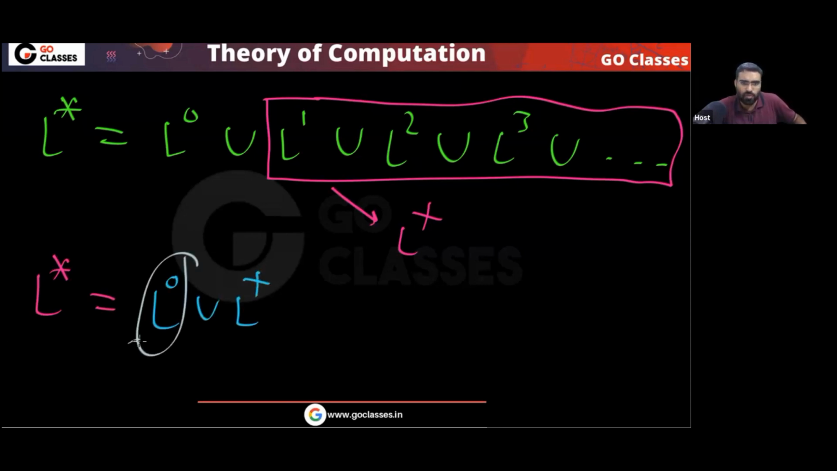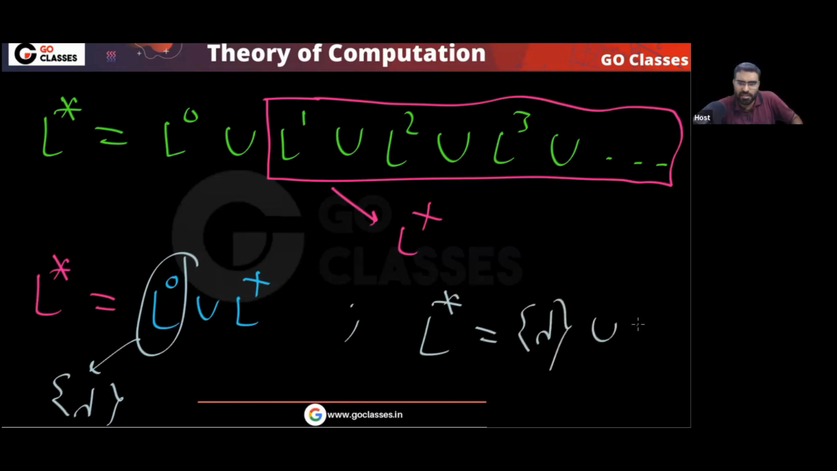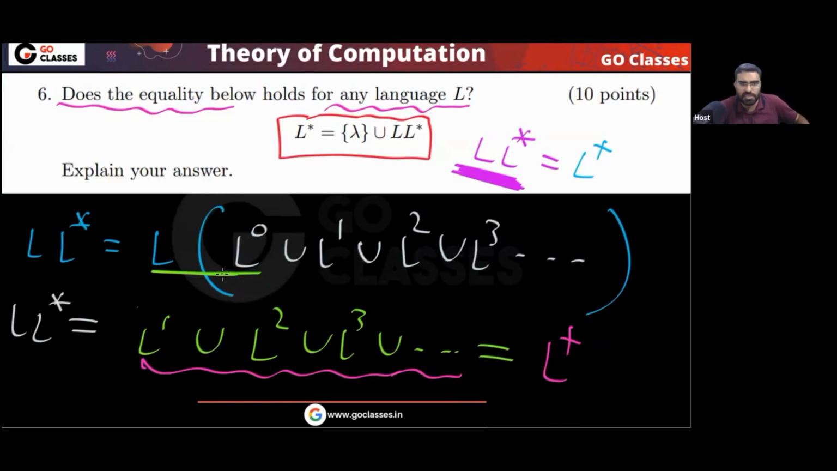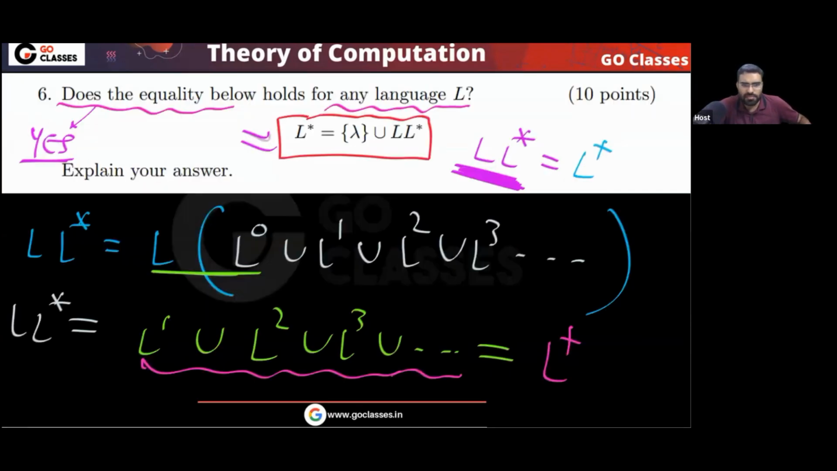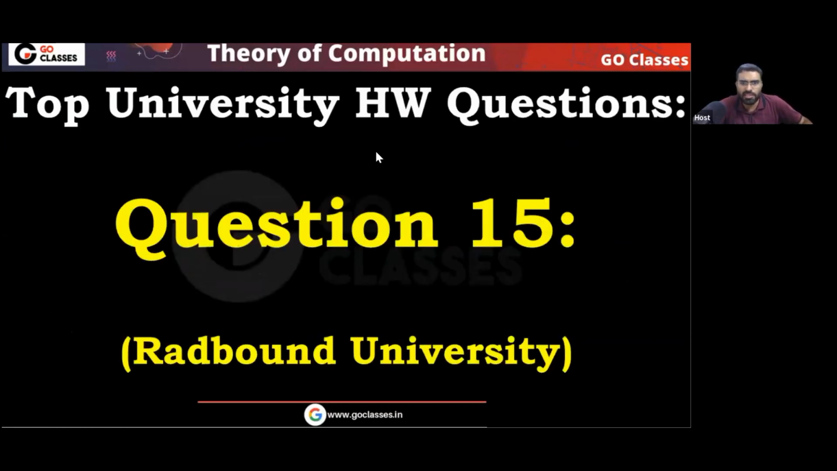And what is L power 0? This is a set containing the empty string. So I can say L star is equal to the set containing the empty string, union L plus. So I can say this equation is correct. Yes or no? This equation is always correct. Does this equation hold? The answer is yes. Please tell me, are these questions clear?